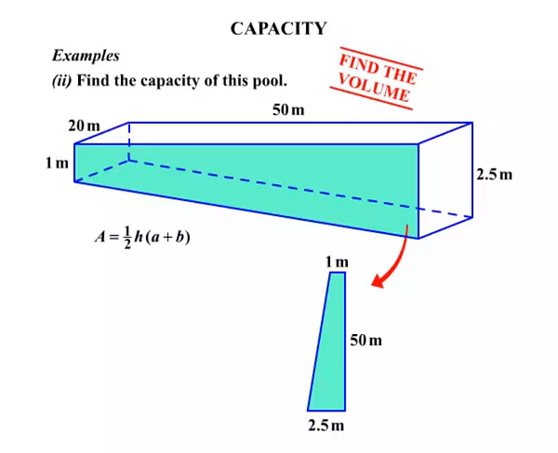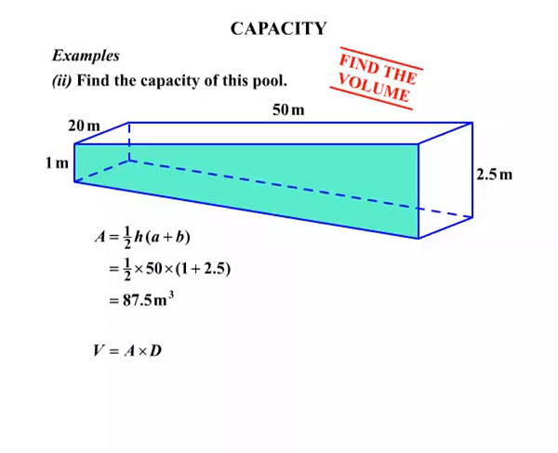If we think of it like this, we've redrawn it such that the parallel sides are horizontal, the 1 metre and the 2.5 metres. The height simply is the 50, so half times 50, multiplied by, in brackets, a plus b, where a and b are the two parallel sides. So the 1 and the 2.5, we add those inside the brackets. Then calculating that, we come up with 87.5 square metres. So our first step's done. We found the area.